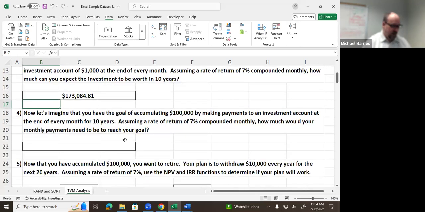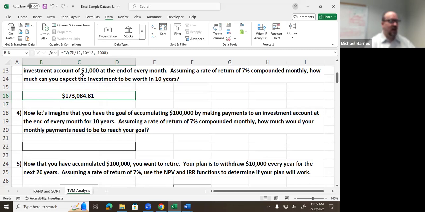All right, moving on. They say that you have the goal of accumulating $100,000 by making payments to an investment account at the end of every month for 10 years. Assuming a rate of return of 7% compounded monthly, how much would your monthly payments need to be to reach your goal? So instead of saying you have payments that you know what you're going to be making, now we say I want $100,000 at the end of 10 years. How much do I need to pay every month to achieve that goal?